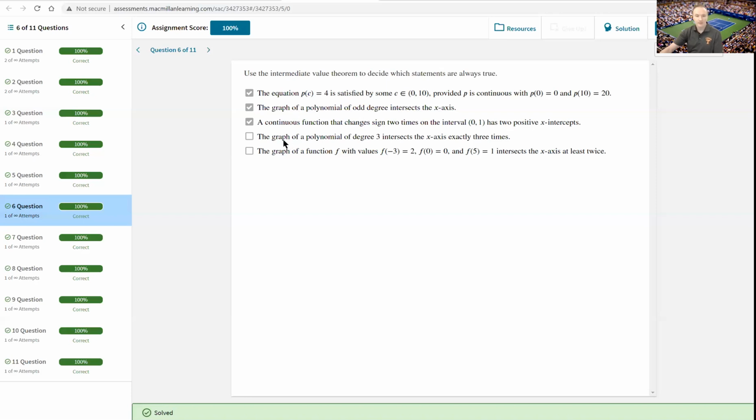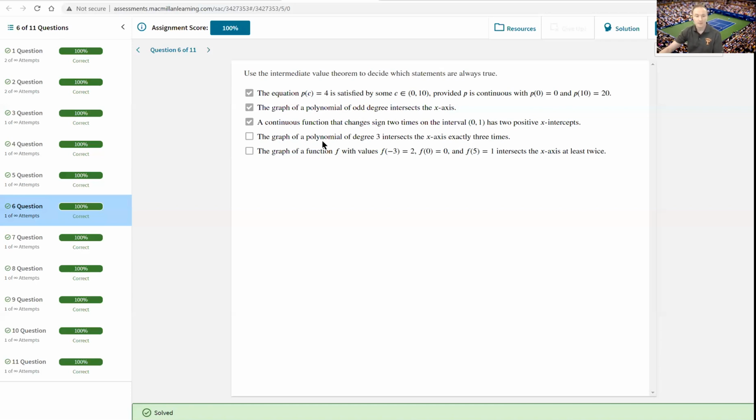The next one here, the graph of a polynomial degree 3 intersects the x-axis exactly 3 times. Absolutely not. From what we already know about cubic functions, they could cross 3 times. They could cross 2 times. It could cross once, come back down, touch at an x-intercept, and go back up. Or it could just cross 1 time, like y equals x cubed. It only crosses at x equals 0. It doesn't cross any other times.